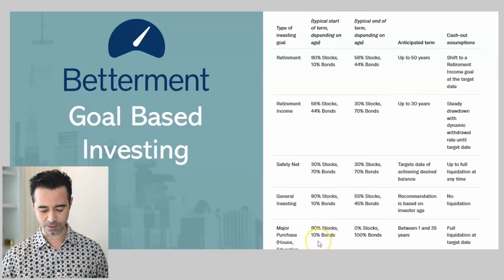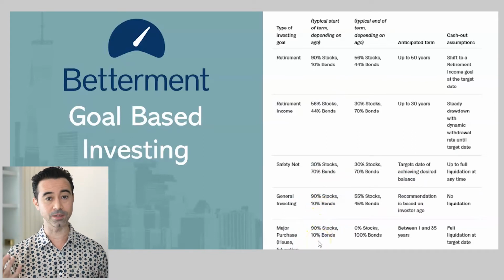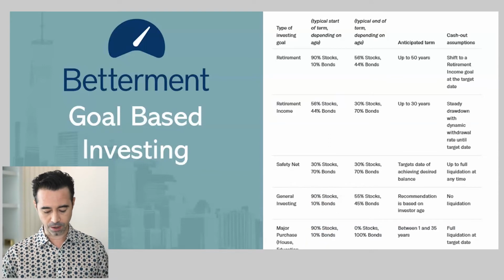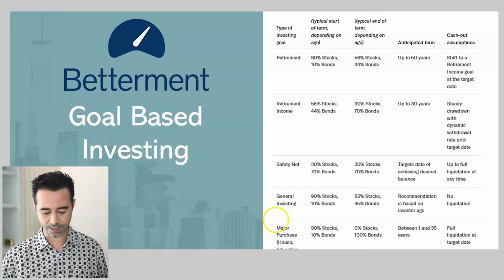And then over here, major purchases. So any money that you're going to be saving for education, for a house, for other goals, they would also have 90% stocks, 10% bonds. So this is all for someone who's the most aggressive.